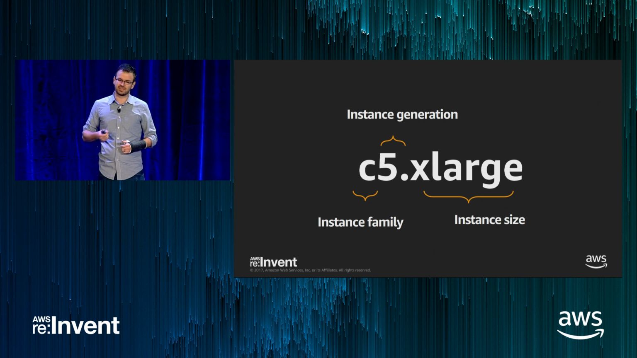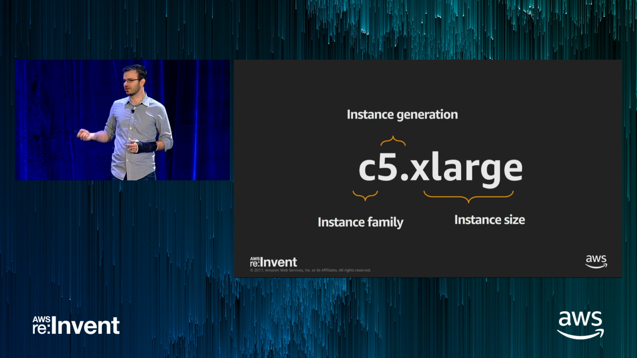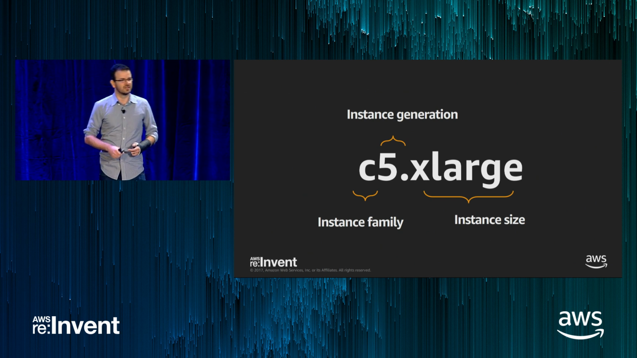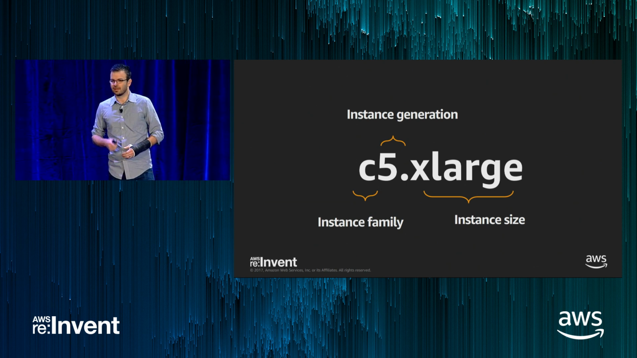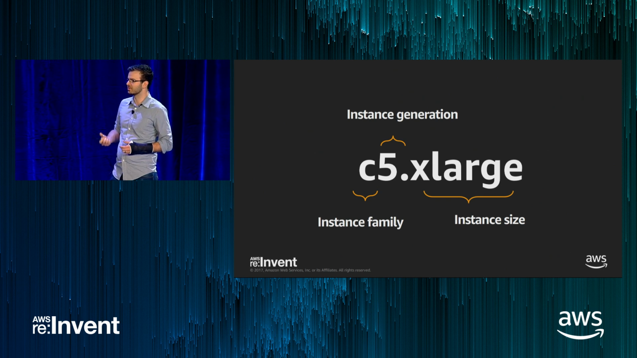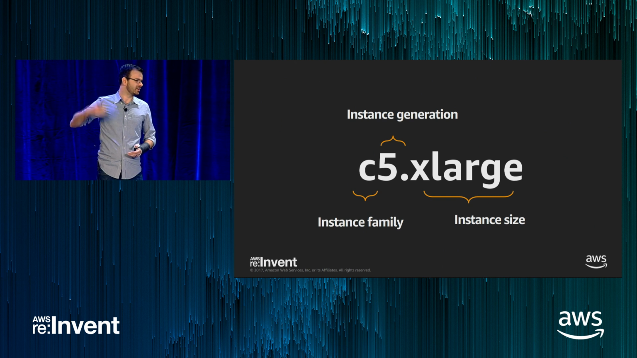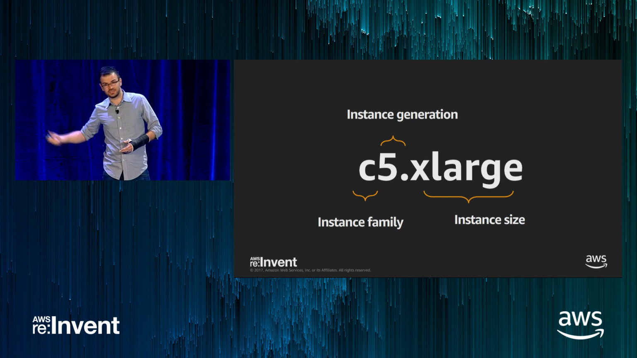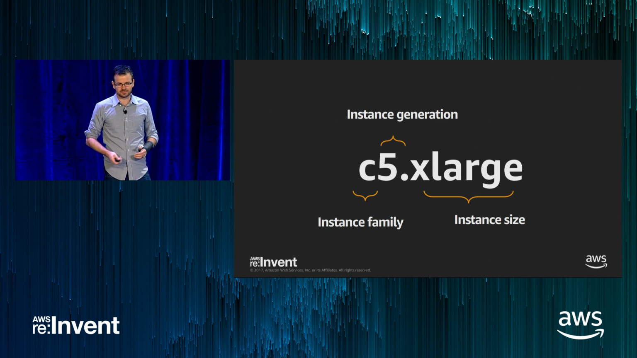The next number that you see is the instance generation. You can almost think of this like a version number of your EC2 instances. So a C5 instance is newer than a C4 instance, which is newer than a C3 instance. And the last thing that you see is the instance size. I've heard these called t-shirt sizes, which is a pretty good way of thinking about them. So you've got small, medium, large, all the way up to 32x large, which is a massive shirt. But it's really the same shirt, just in different sizes.